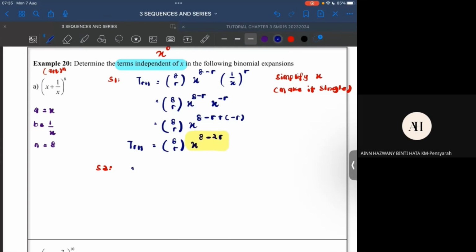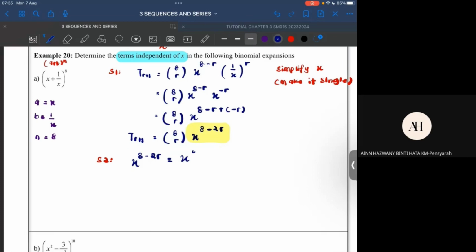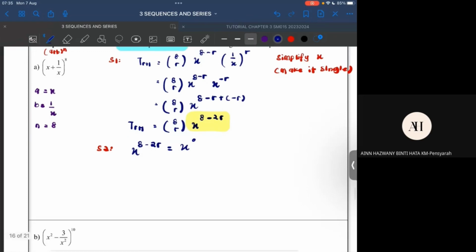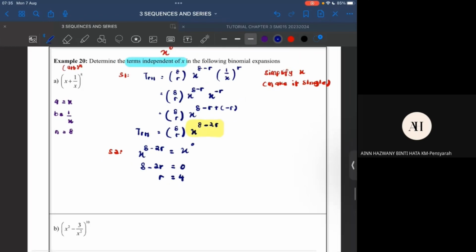So X to the power of 8 minus 2R is equals to 0 X to the power of 0. Base sama, single kiri, single kanan, base sama. So barulah kita boleh compare power. Which is kita dapat R is equals to 4. Okay. So selesai step yang kedua dekat situ.